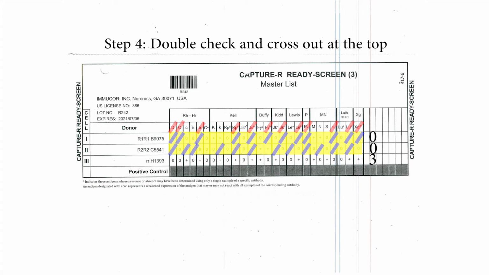Now that you have finished looking at the antibody screen, notice the antibodies that you have not crossed out, set those aside, and move on to the next step. We will come back to those later.